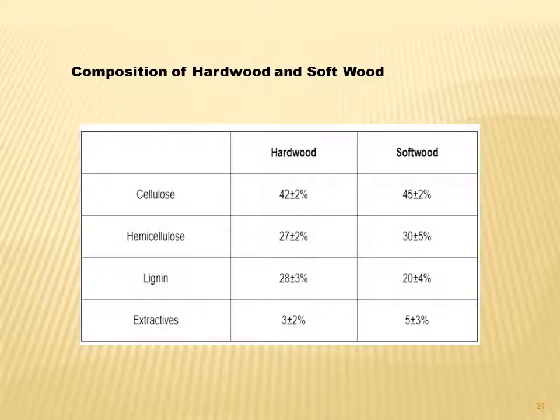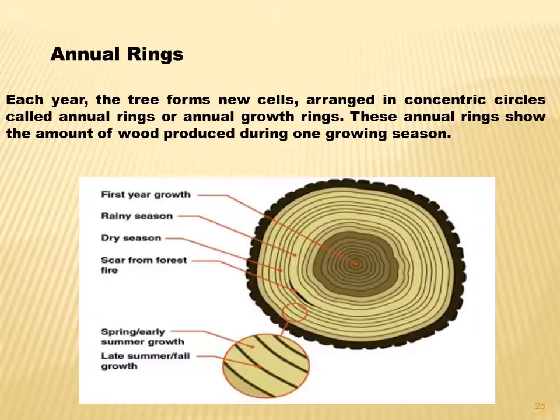Composition of hardwood and softwood. It is composed of cellulose, hemicellulose, lignin and extractives. Hardwood has about 42% cellulose while softwood has 45% cellulose. Hemicellulose is about 27% in the hardwood while 30% in the softwood. Lignin is about 28% in the hardwood and about 20% in the softwood. Extractives are 3% in the hardwood and 5% in the softwood.